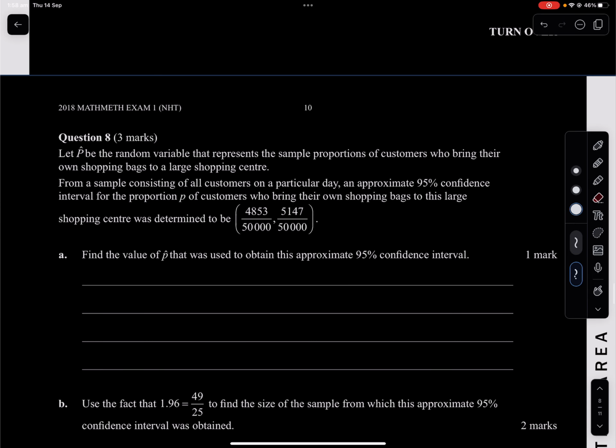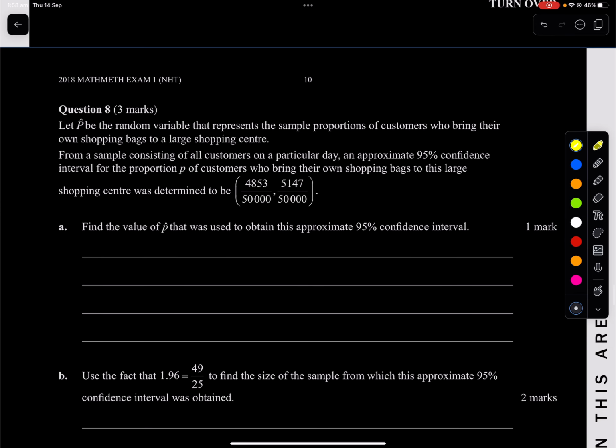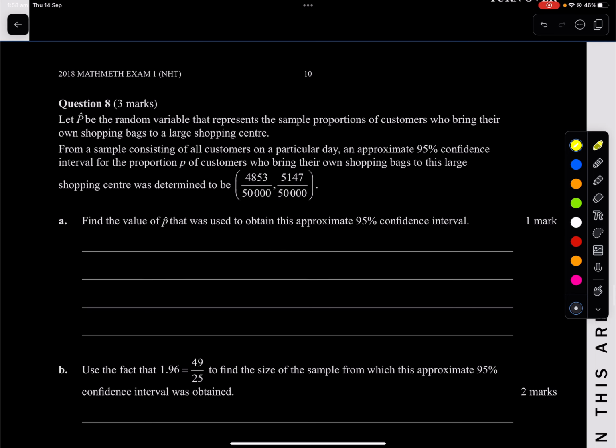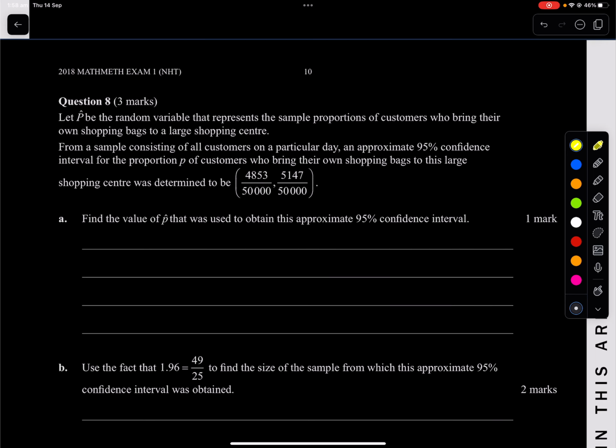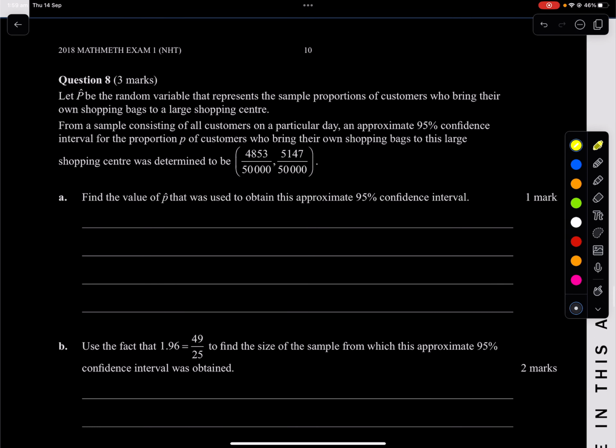Alright, question 8. Let P be the random variable that represents the sample proportion of customers who bring their own shopping bags to a large shopping center, from a sample consisting of all customers on a particular day. An approximate 95% confidence interval for the proportion P of customers who bring their own shopping bags was determined to be this. Find the value of P that was used to obtain this approximate 95% confidence interval.